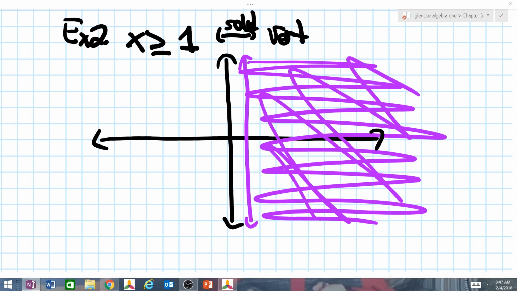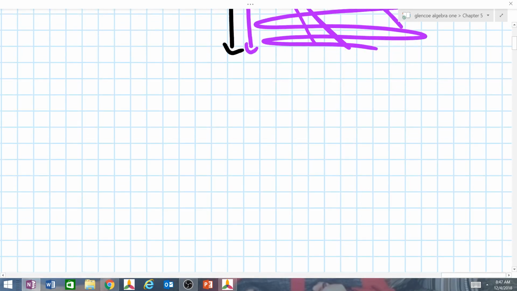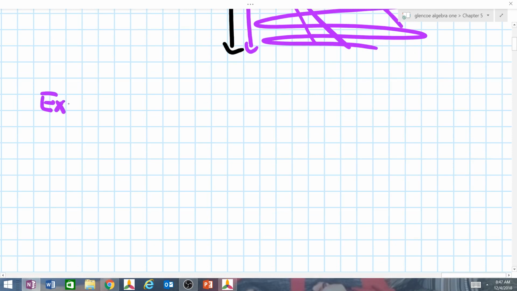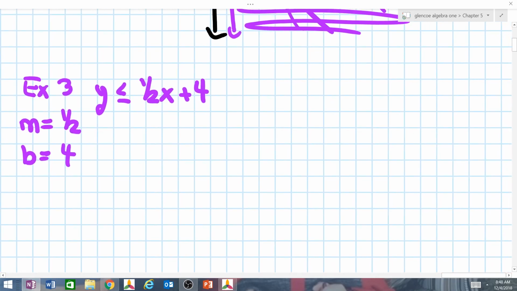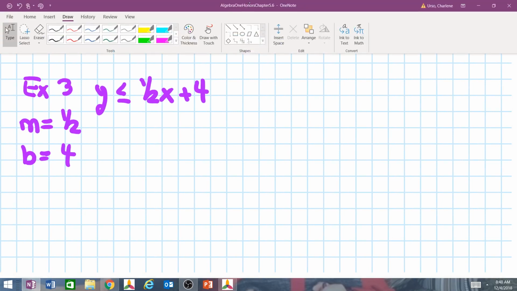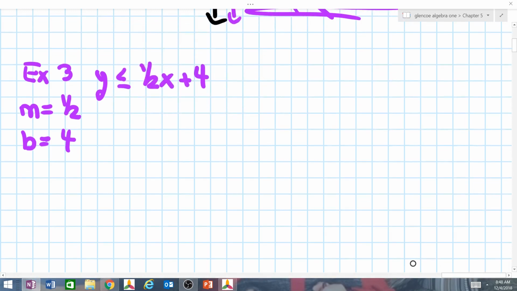All right, let's try some that are going to be in y equals mx plus b form. What if I gave you one like this? Example 3. Y is less than or equal to 1/2 x plus 4. So identify my m, my slope, and b, my y-intercept. What's my slope, guys? What's my y-intercept? Good. What kind of line am I going to draw, solid or dotted? Why? Good job.